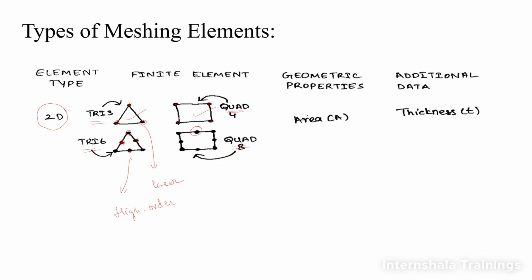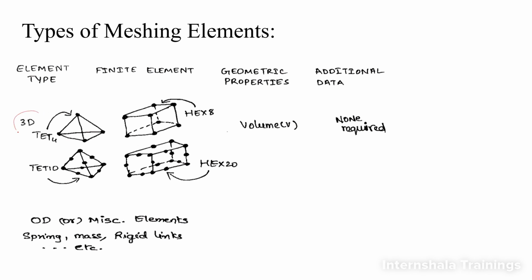So the geometric property that this element will be having is nothing but the area. Then in addition to the area, we also need to give the thickness data by inputting it through properties for this 2D type of elements. Then coming to the third and the last type, we are having the 3D elements, which is nothing but the volume, and this will be having a shape of tet 4 or tet 10 and hexa 8 or hexa 20. And as geometric properties, it will be containing the volumes, so you don't need to give any additional data regarding the geometry for the analysis.